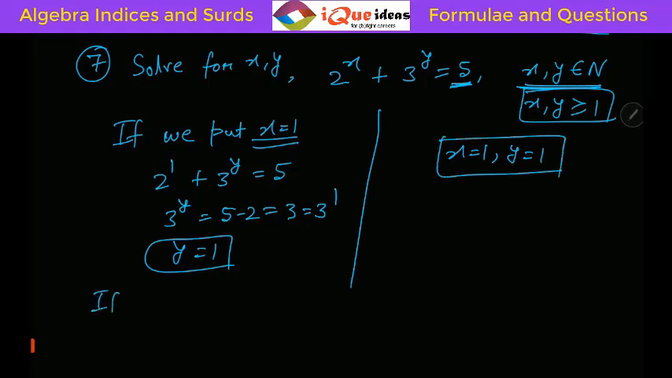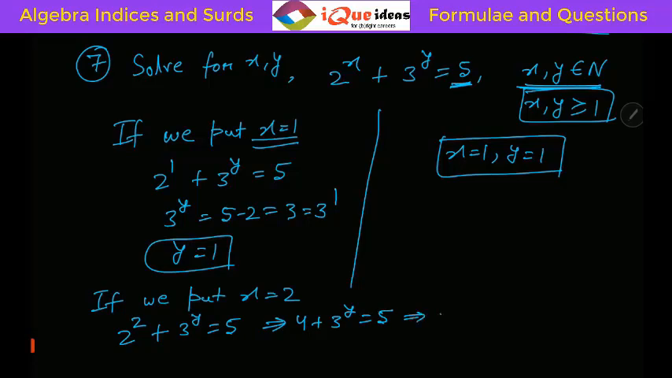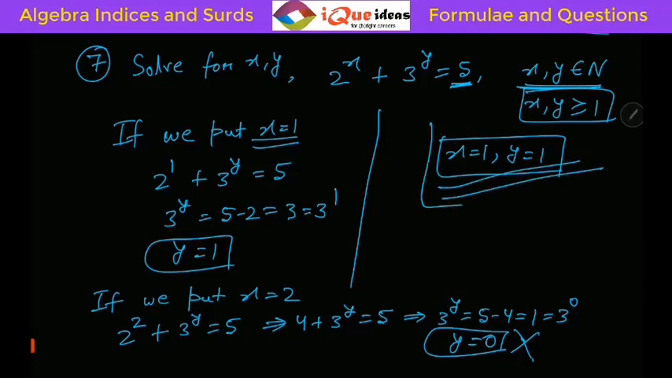Now what if we put x equal to 2? Then it will be 2 square plus 3 raised to y equal to 5. Now 2 square is 4, so 4 plus 3 raised to y equal to 5. That means 3 raised to the power y is equal to 5 minus 4, which is 1. Now 1 as a power of 3 can be written as 3 raised to 0. That means y equal to 0. Now 0 is not a natural number, so we will not take it. Further, if we put x equal to 3, then 2 cube will become 8, which is more than 5. So we are not going to get any natural number value after that. So there is only one solution that is possible, x equal to 1 and y equal to 1.